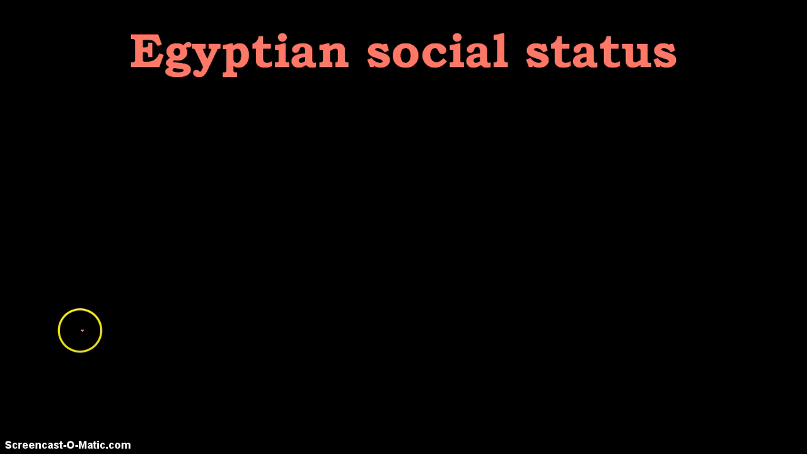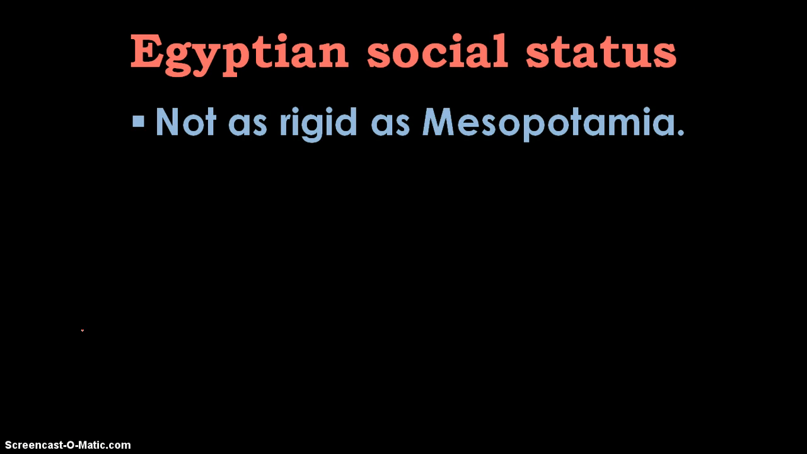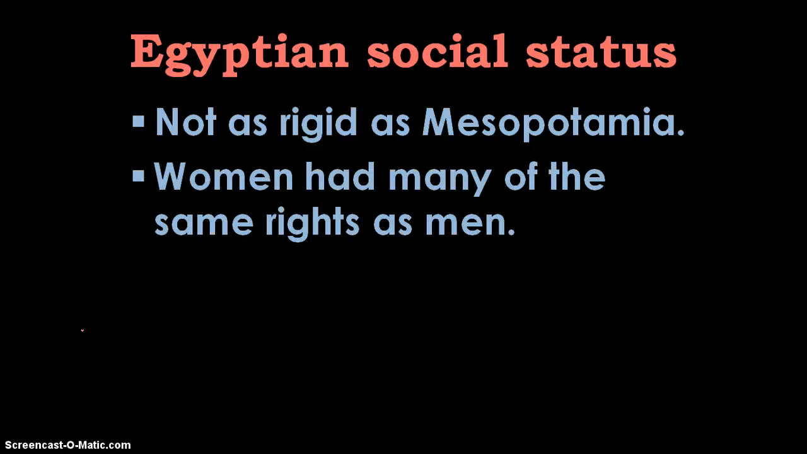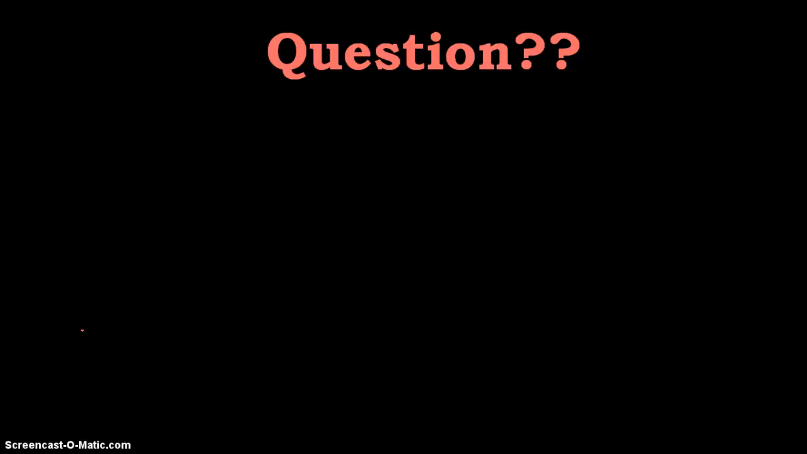Right? Egyptian social status, not as rigid as Mesopotamia. Okay, we could see that women were treated differently in Mesopotamia. They weren't able to be part of the government. It's going to be a little bit different in Egypt. Women were able to own land, had many of the same rights as men. Women were even allowed to be pharaohs.